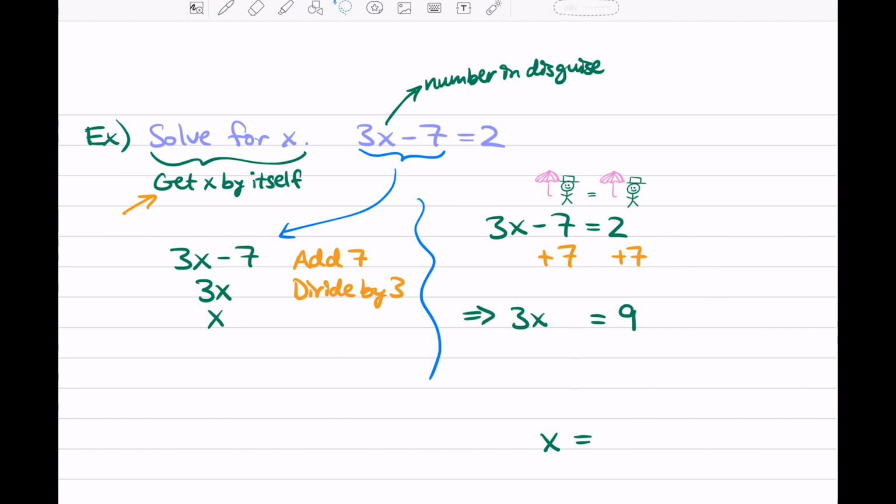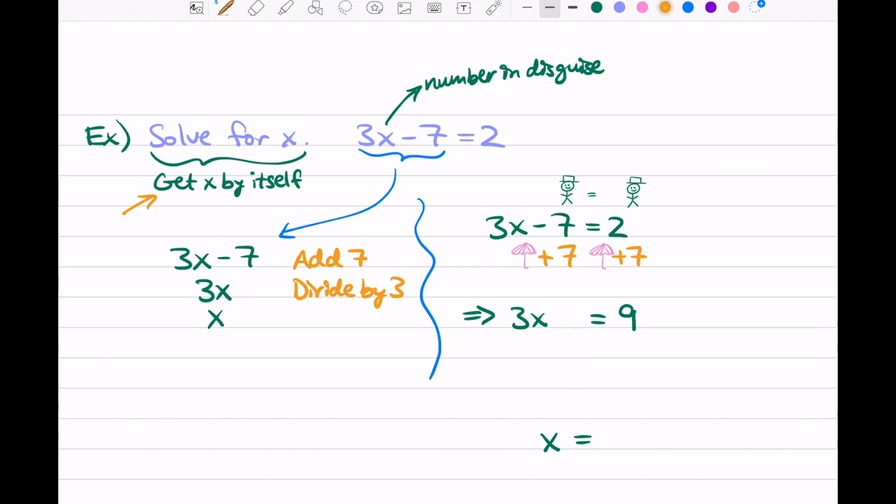Essentially, you could think that we just started off with a person, and then we added an umbrella. That plus 7 is that umbrella. We have to do the same thing to both sides. Okay, well, what do we do now?